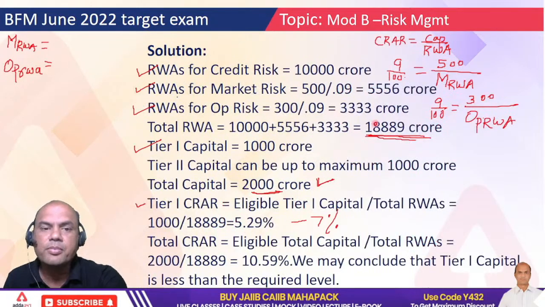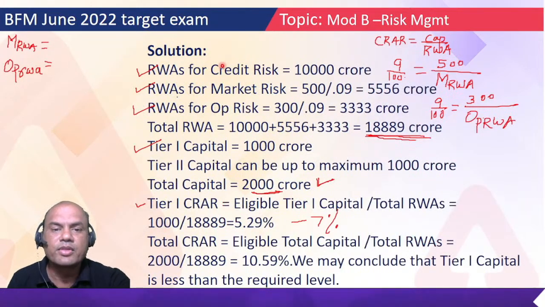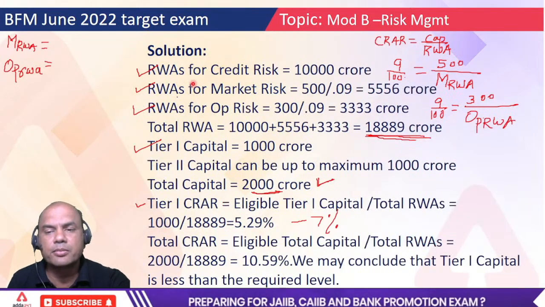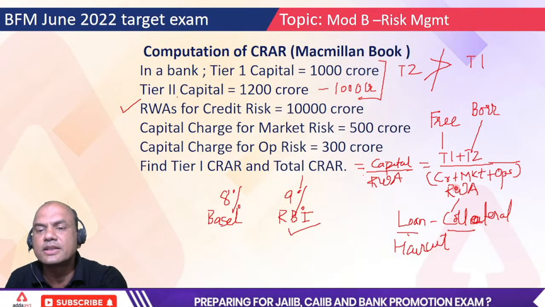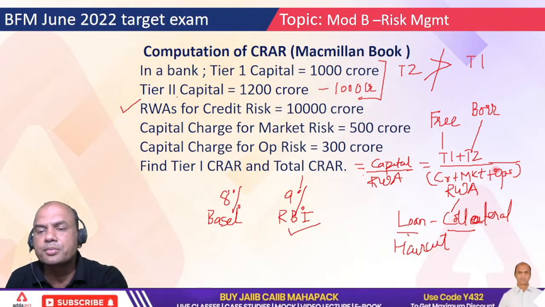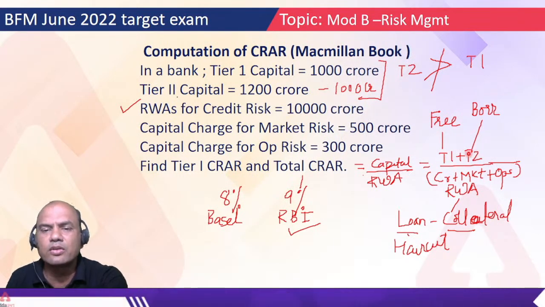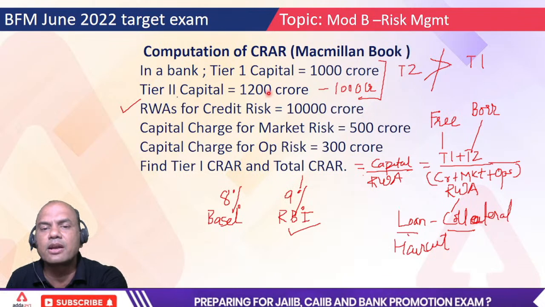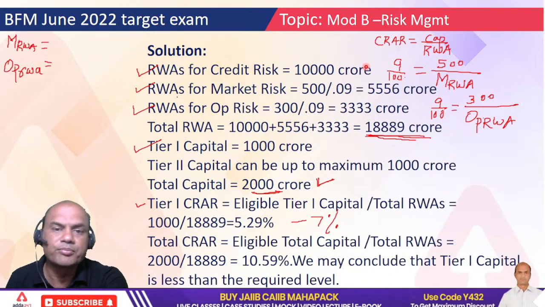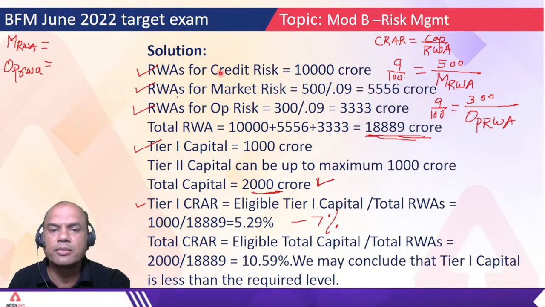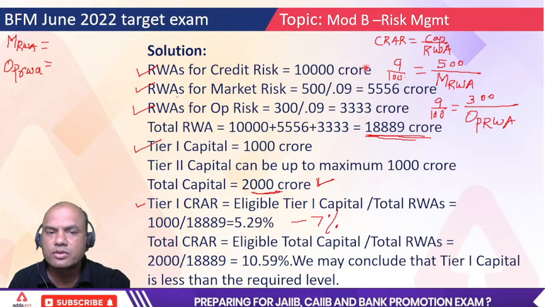So let's solve the case study. Firstly, we'll find all the RWAs. Here, what is our target? Credit, market, ops, all RWA. Then T1 and T2 capital. T1 and T2 we already know: 1000 and 1200 over here, so we'll take 1000 only, because T2 can't be greater than T1. So first find RWA. RWA for credit risk is already given, 10,000 crores.